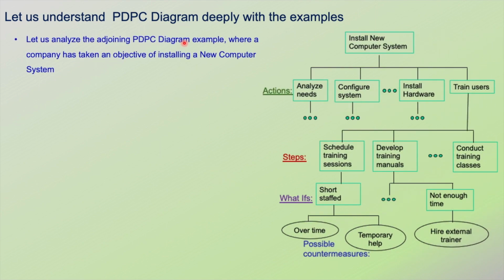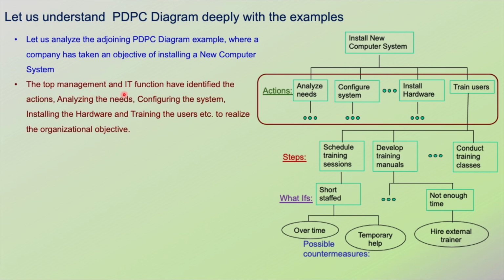Let us understand the PDPC diagram deeply with some examples. Let us analyze the adjoining PDPC diagram example, where a company has taken an objective of installing a new computer system. So the company's objective is to install a new computer system.